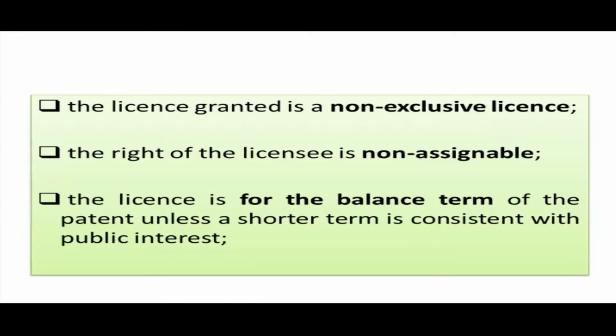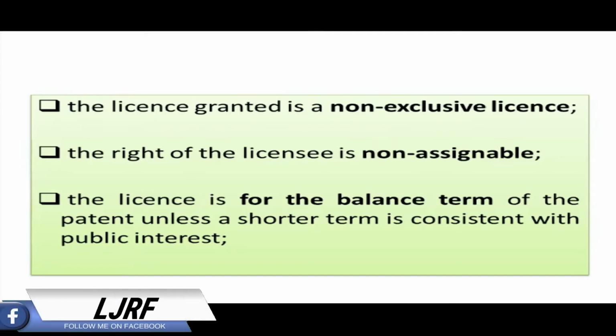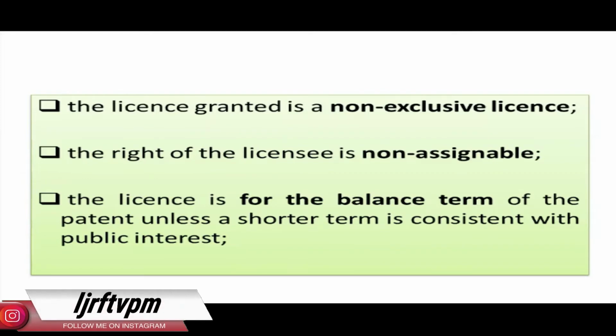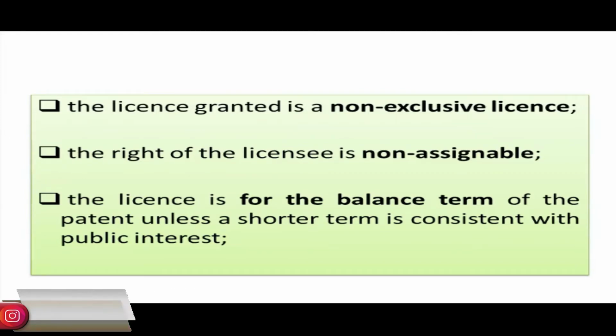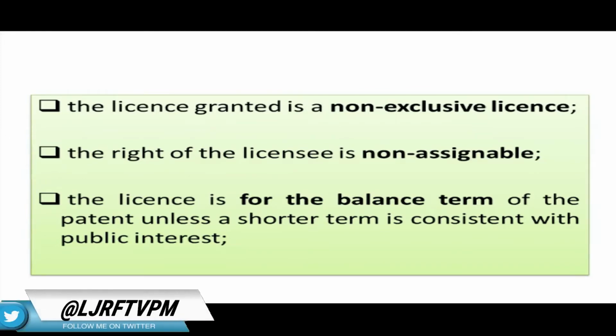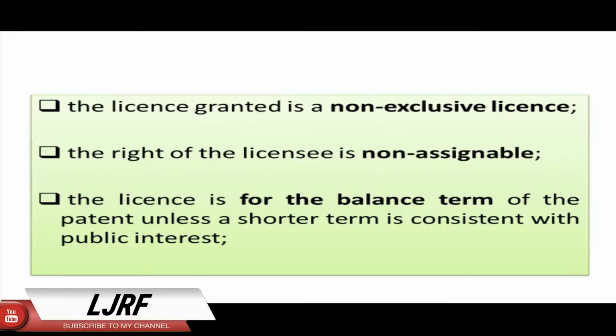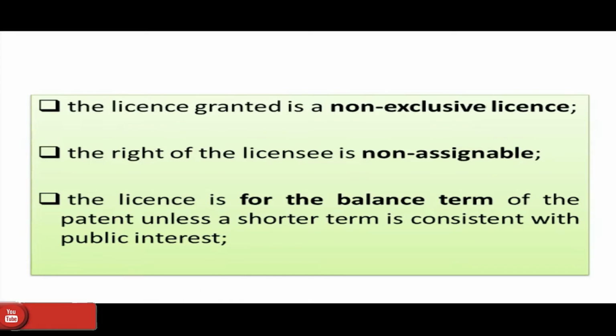But it could be even for a shorter period, say for example 10 years. That again will be considered by the controller of patent, and whether public interest will be met by grant of compulsory license for a shorter period. If the controller is convinced with that, he might grant compulsory license for a shorter period than the rest of the life of the patent.